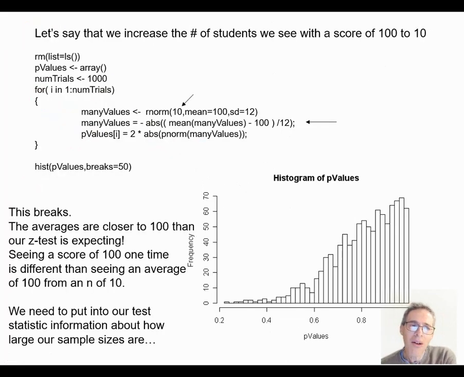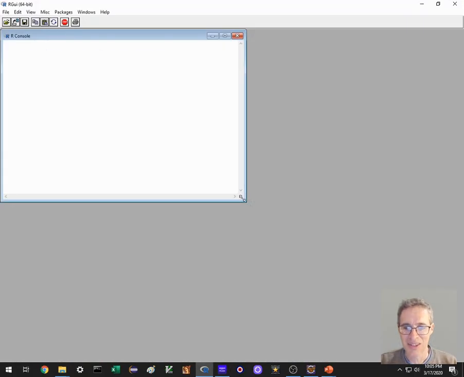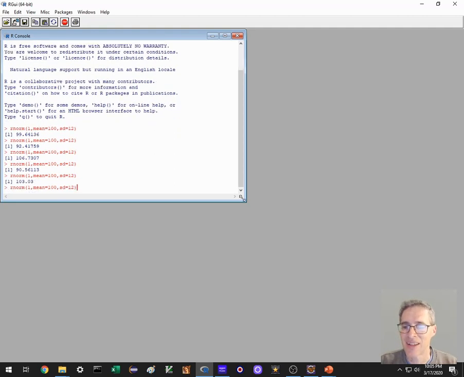But now something interesting happens if we increase the number of students we see from 1 to 10. Now I am taking a look at 10 students. We can see this easily enough in R. If I type rnorm 1 with a mean of 100 and standard deviation equals 12, I'm sampling one student. The student got 106. They got a 90. They got 103.